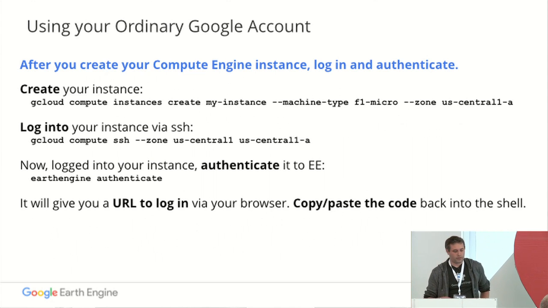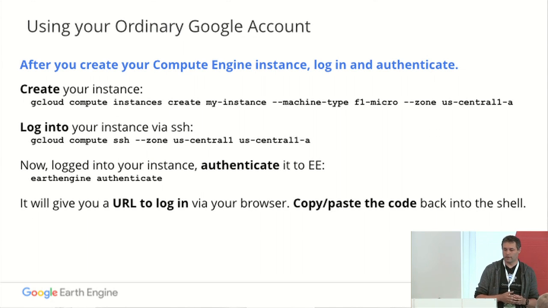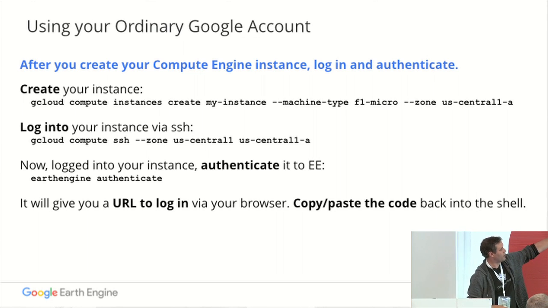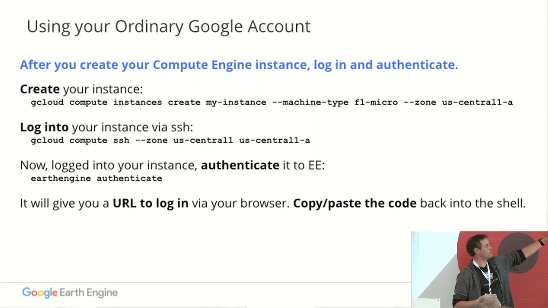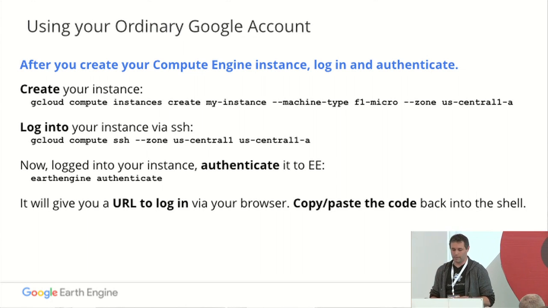So these are just sort of templates for your reference. But basically, if you want to use your own ordinary Google account, this is the command line example for how you create a new VM. You can log into it and then run that earthengine authenticate command.